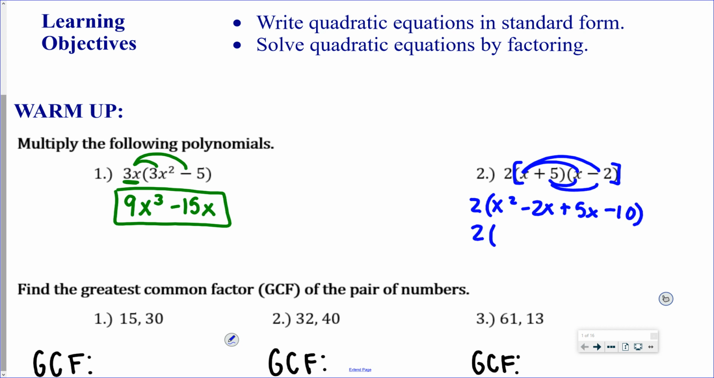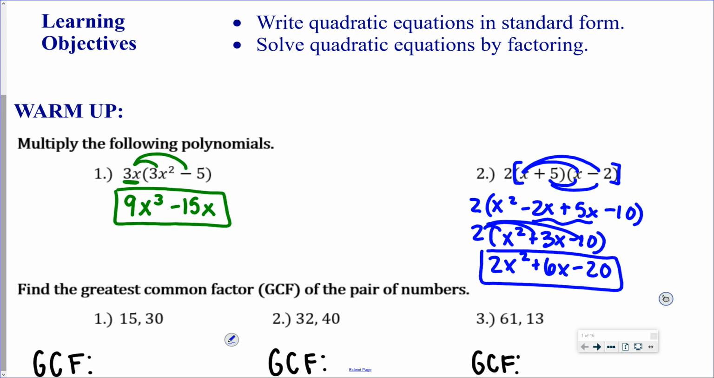All right, before I distribute the 2, I see I have some like terms here I can add together. So I get x squared plus 3x minus 10. And then you can finish this up by multiplying everything by 2, or doubling everything in this case. We get 2x squared plus 6x minus 20. So again, a couple different ways, because obviously you can multiply in any order. You could have done the 2 times the x plus 5 first, maybe you did the 2 times the x minus 2, and then multiplied the x plus 5 in, but we all should have gotten that product.